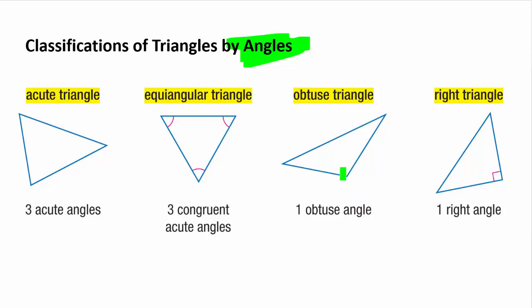Now, if one of your angles is an obtuse angle, remember an obtuse angle, and I'll write that down, it's got to be between 90 and 180 degrees. So the measure is more than 90 but less than 180 degrees. That's an obtuse angle. If one of your angles is an obtuse angle, and we can tell just by looking at it that it's going to be this one right here, then it's automatically an obtuse triangle. The last one, if we're looking at the angle measures and you see one right angle, it automatically makes the triangle a right triangle.